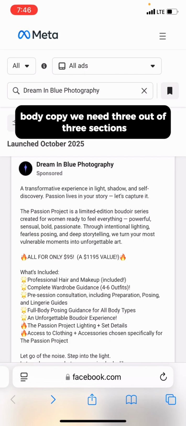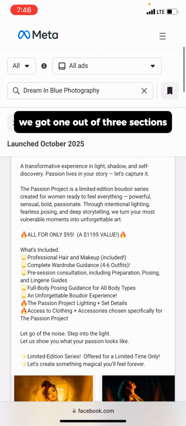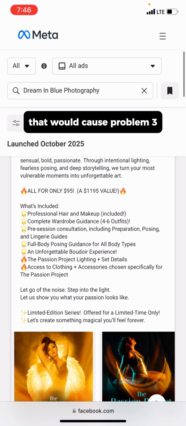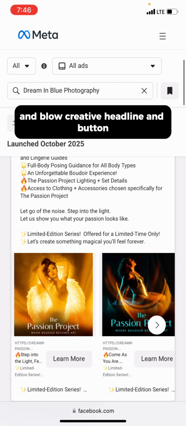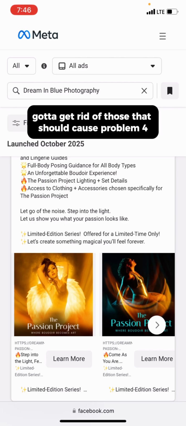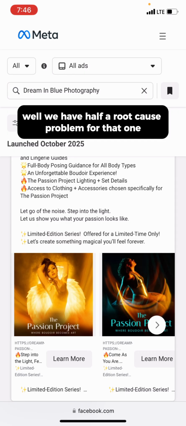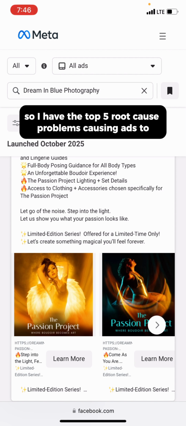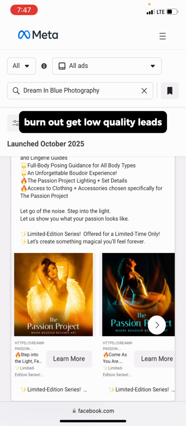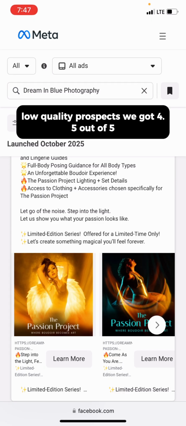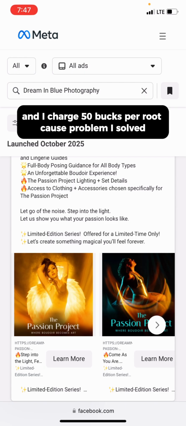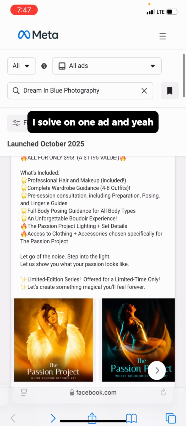Body copy, we need 3 out of 3 sections. We got 1 out of 3 sections. That's root cause problem 3. And below creative headline and button, got to get rid of those. That's root cause problem 4. And objective, well, we'll have half a root cause problem for that one. So the top 5 root cause problems causing ads to die out, burn out, get low quality leads, low quality prospects. We got 4.5 out of 5, and I charge $50 per root cause problem I solve on one ad.